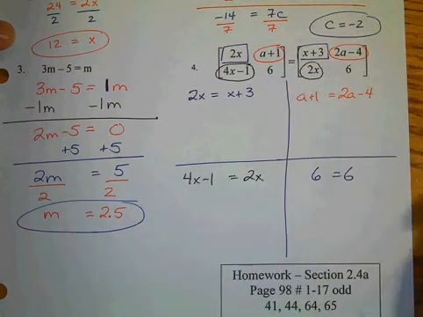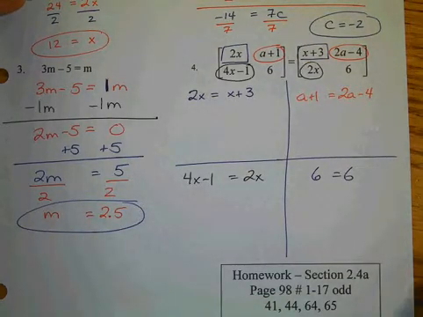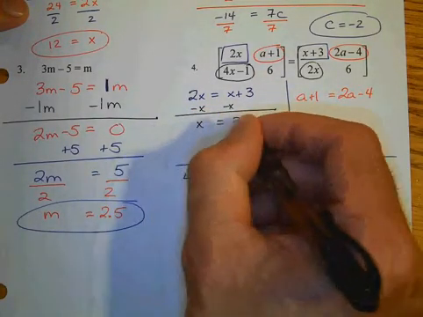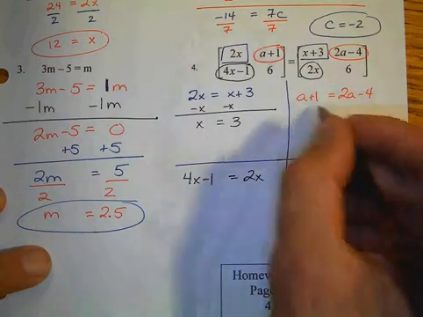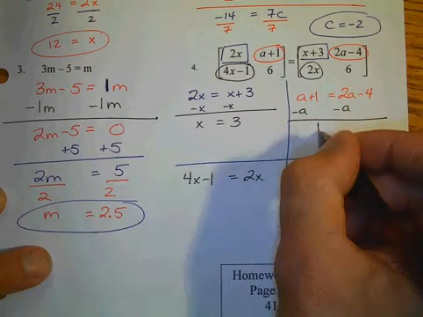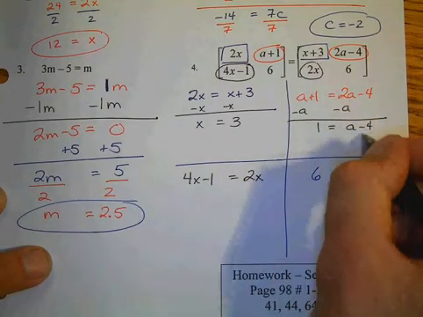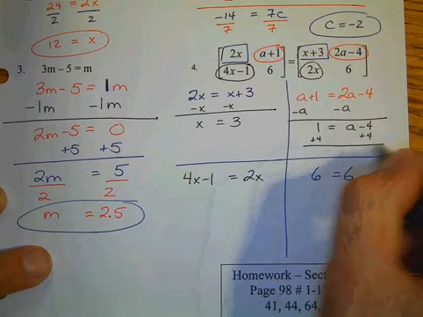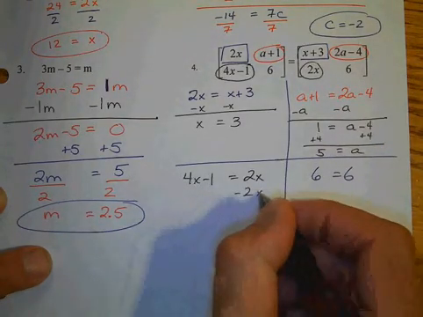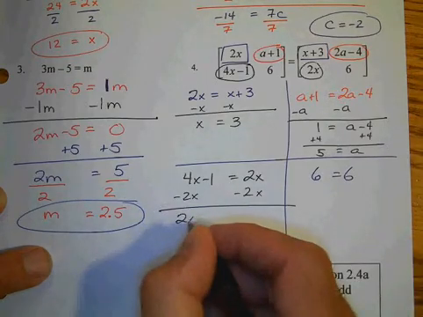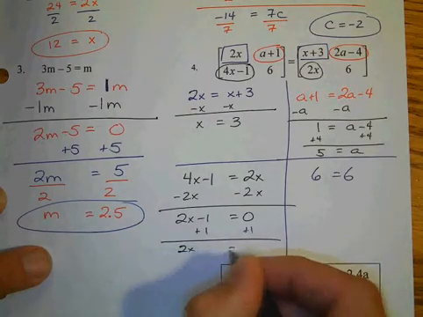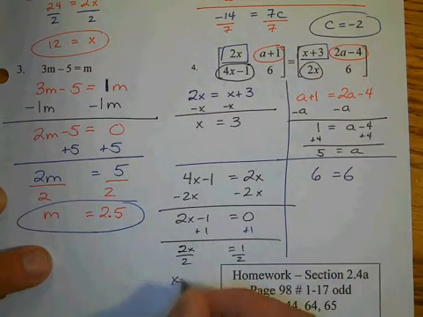Now, we're going to solve each of these equations by using the same method. On our first one, we subtract x from both sides. That leaves us with x equals 3, a fairly simple answer. On our next one, the a is smaller than the 2a, so we're going to subtract an a from both sides. That leaves us with 1 equals a minus 4. We add 4 to both sides, leaving us a value of a equals 5. On the bottom left, we're going to subtract 2x from both sides. Now I have 2x minus 1 equals 0. I add 1. 2x equals 1. And I divide by 2, and I get x equals 1/2.